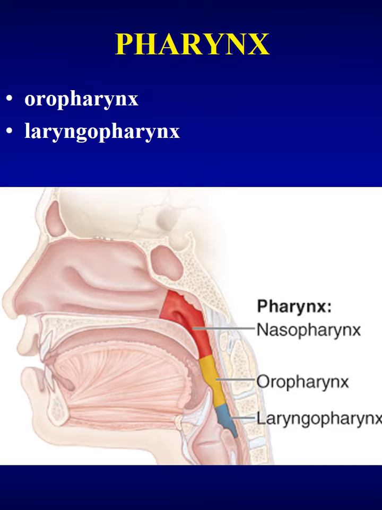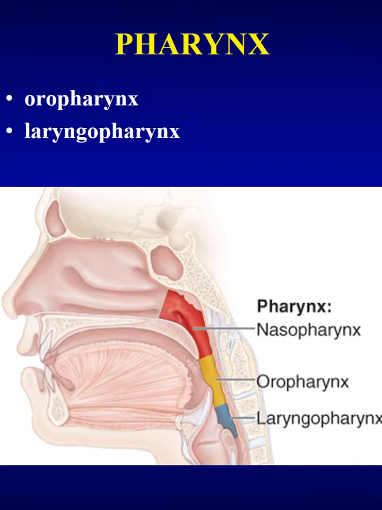and this is immediately posterior to the oral cavity, and it's bounded by the edge of the soft palate superiorly and by the hyoid bone inferiorly. It is a common respiratory and digestive pathway where air and swallowed food and drink pass, and because of that, it is composed of non-keratinized stratified squamous epithelium.